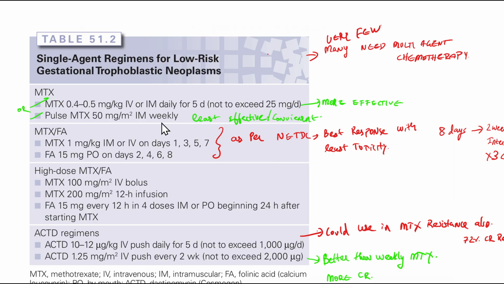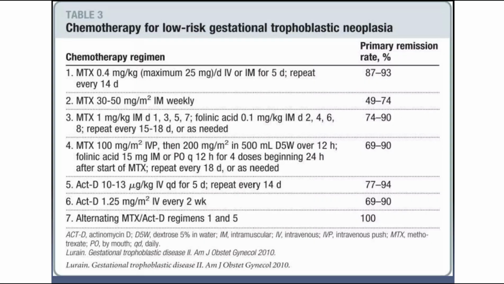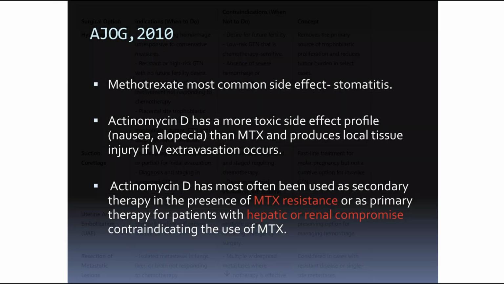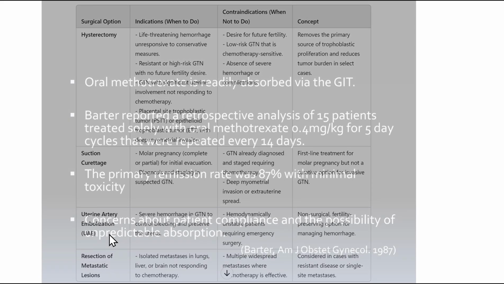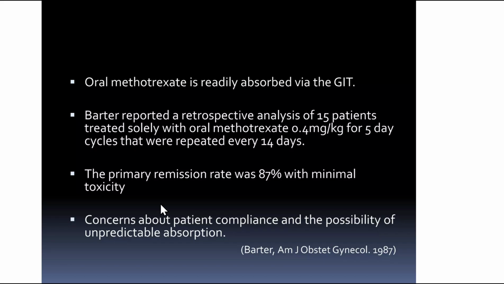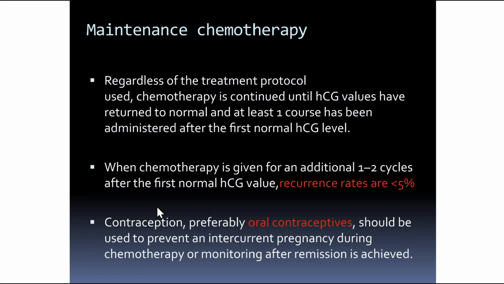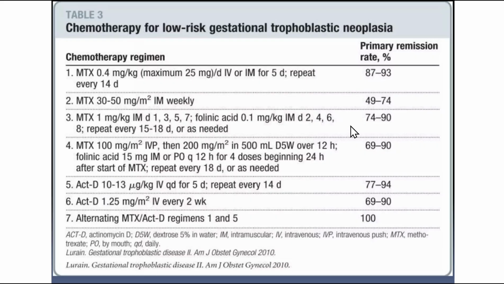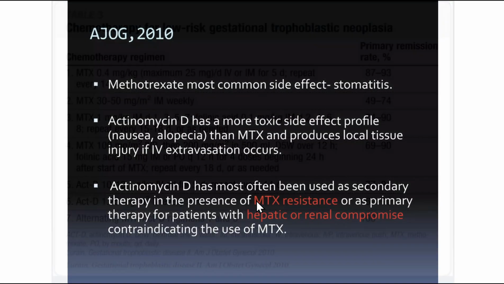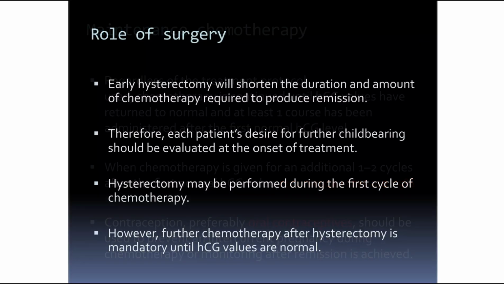So methotrexate and actinomycin D are used for low risk GTN, and both were equally effective. You can also alternate them both. If they don't want further pregnancies, you advise hysterectomy, suction curettage, uterine embolization, and oligometastatic resection. Maintenance chemotherapy is continued until HCG values return to normal, at least one course. So how many cycles? You keep giving it until the HCG normalizes, repeating every 14 days. So that's how you manage low risk GTN.